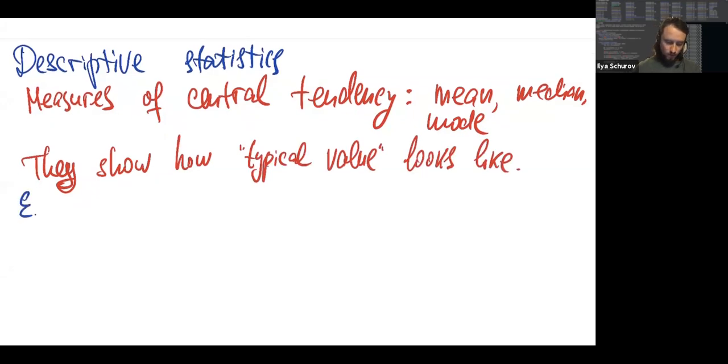For example, if we have a research and we know that this research deals with several informants, and we know the age of each informant, then we can find, for example, mean age or median age. And if we perform this research, we probably have to report this mean age and give our readers some idea about what kind of people we include in this research.